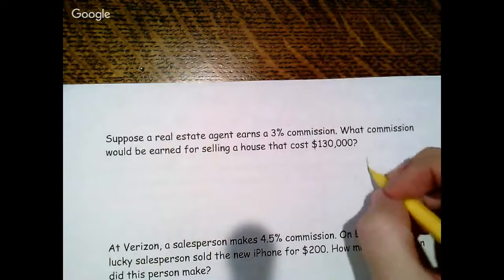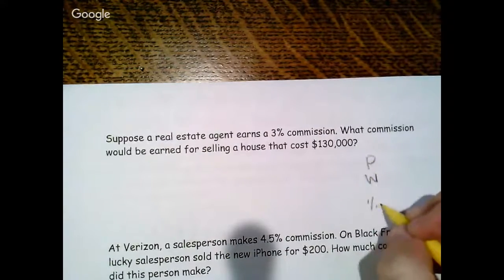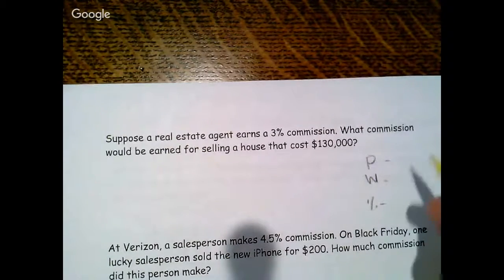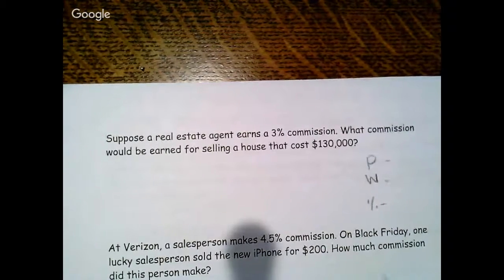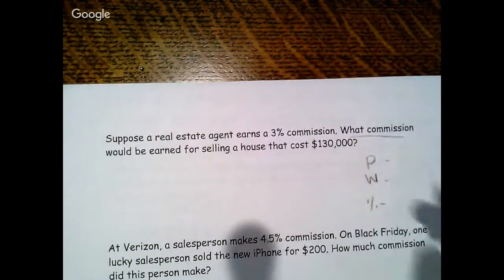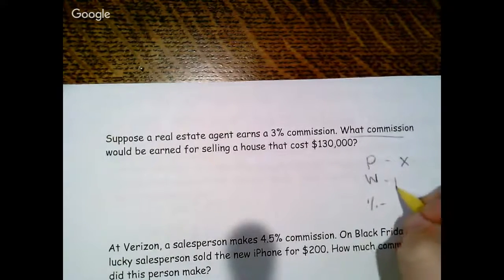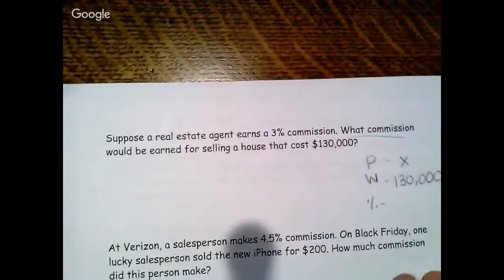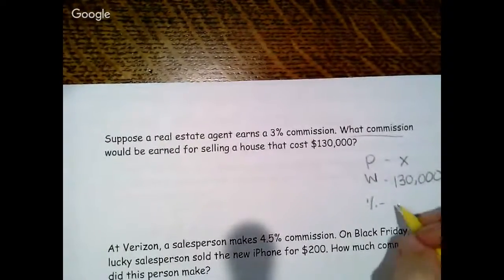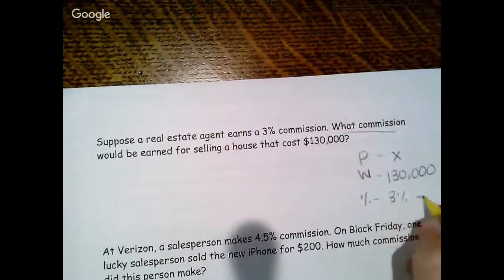So we have three parts here for commission. Remember, for commission we still use part, whole, percent. With our part, we know that's how much commission they're making, but it wants to figure out what the commission is, so that's going to be our X. Our whole is our sales. We had 130,000 in sales, and our percent is 3%, but as a decimal, remember, that's going to be 0.03.